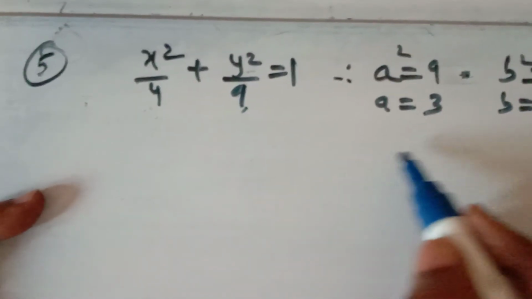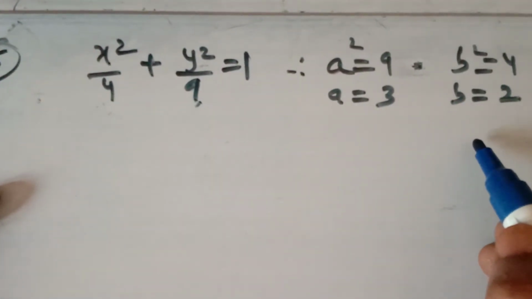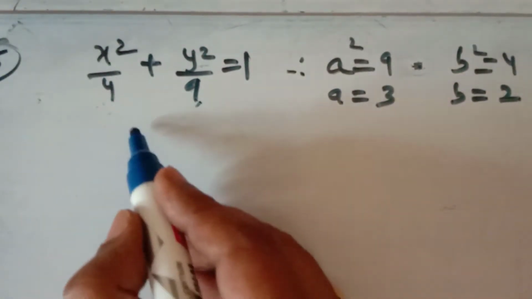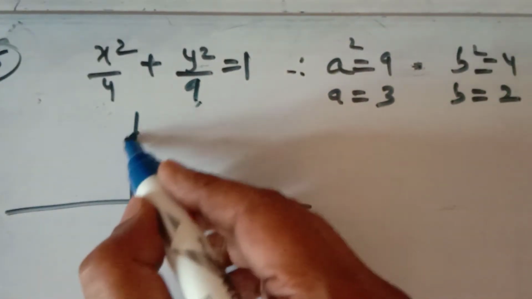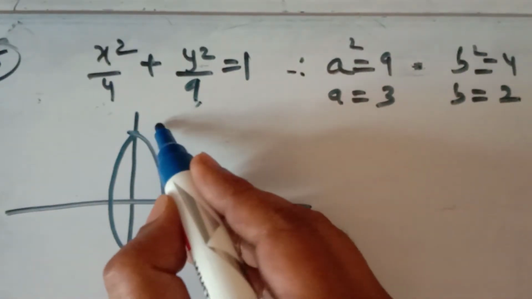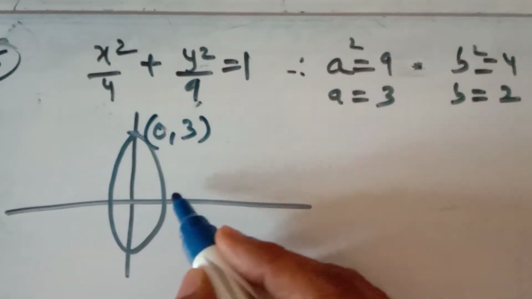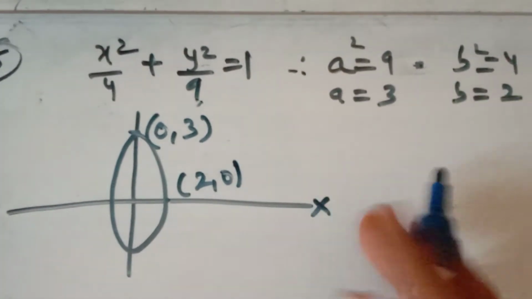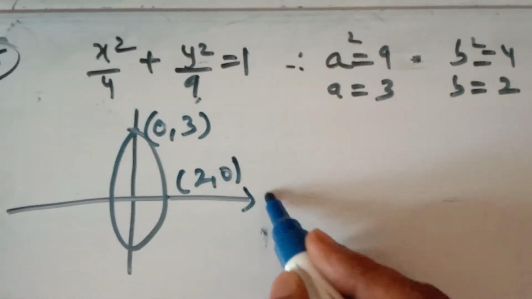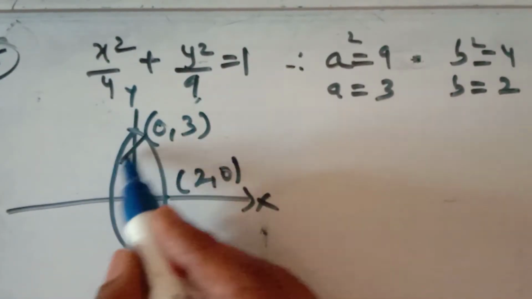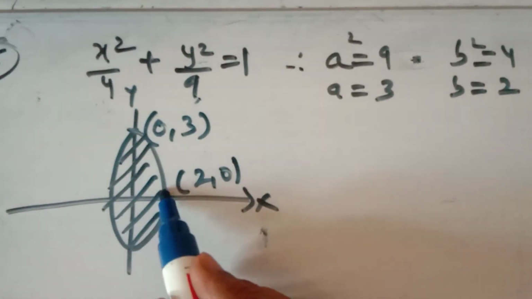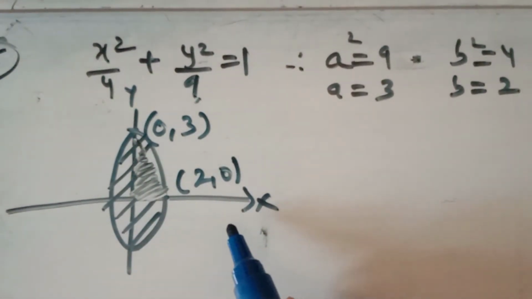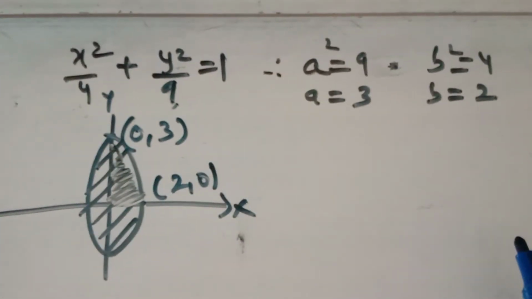So it will be a vertical ellipse, and because this curve will be like this, vertical, the point is 0, a, that is 0, 3. This point is b, 0, that is 2, 0. The x-axis and the y-axis, and you have to find this total area. What you have to do, you have to first find the area in the first quadrant, and when you multiply by 4, you will get the total area bounded by this ellipse.